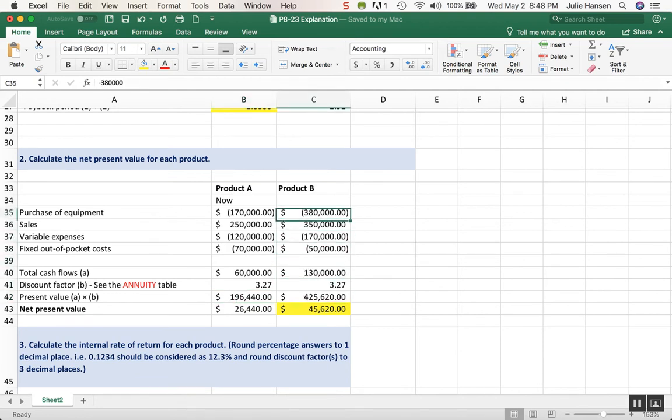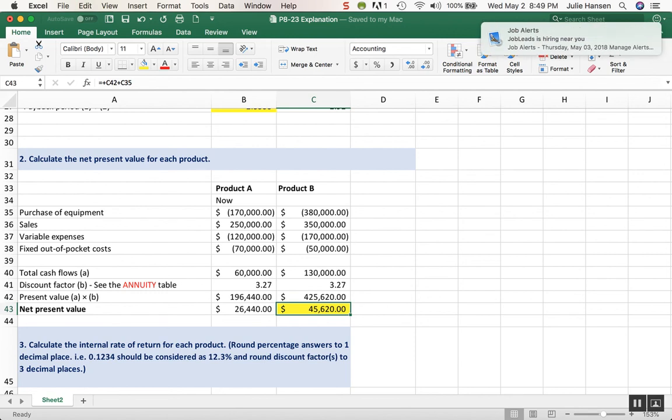So here you can see I have a cash outlay of $380,000, and then I have a net cash inflow of $130,000 a year, and my discount factor is still that same 3.27, and I'll multiply that times the 130 to come up with $425,620. So the net present value of spending $380,000 today and getting $130,000 over the next 5 years gives me a net present value of $45,620.